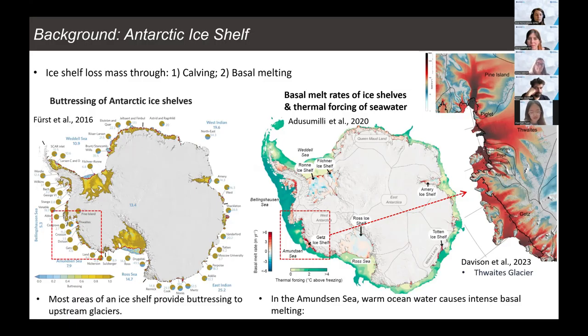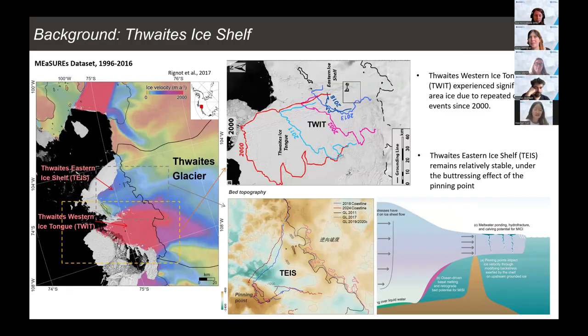And the red figure shows the basal melting rate and the ocean thermal forcing. There is a very strong basal melting rate in West Antarctica, which corresponds to very warm ocean conditions. So in this study, we focus on the Thwaites Glacier in the Amundsen Sea, which is also the fastest flowing glacier in Antarctica. And here is a map of our study area.